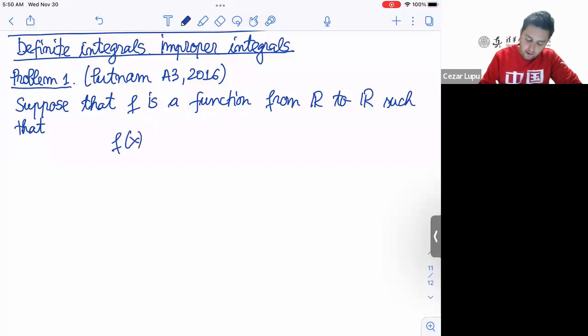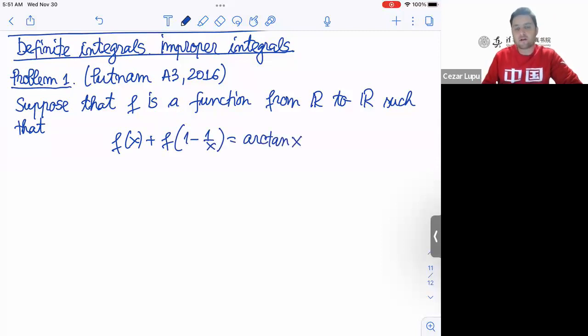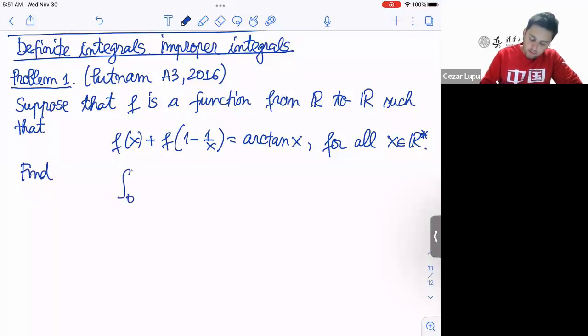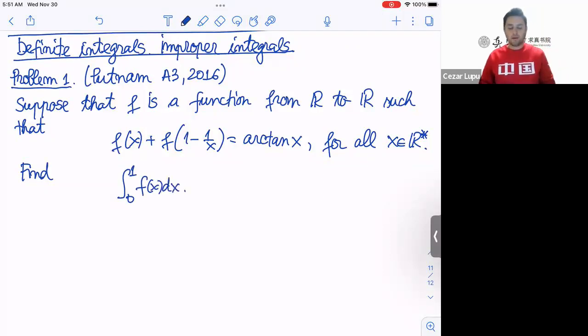So f of x plus f of 1 minus 1 over x is arctangent of x. So basically arctangent or the inverse tangent function are the same thing. This holds for all x in the real numbers except 0, and we're asked to find the integral of the function from 0 to 1. All right, so that's the problem.